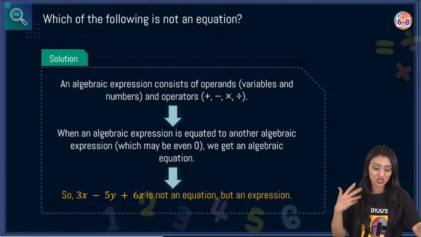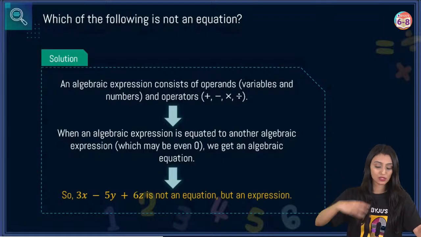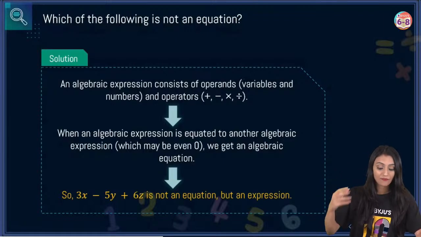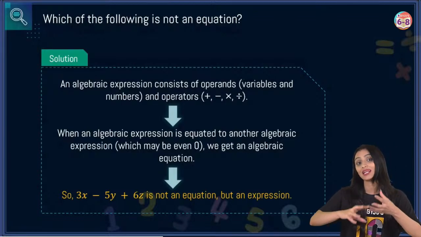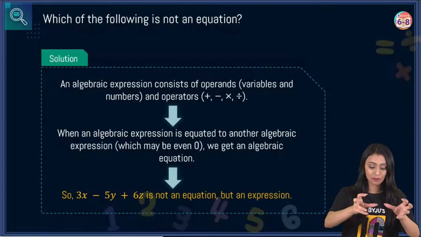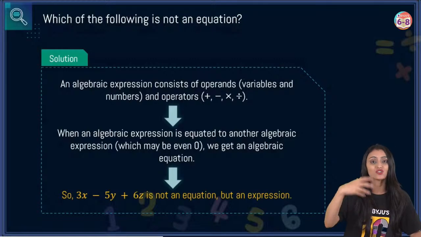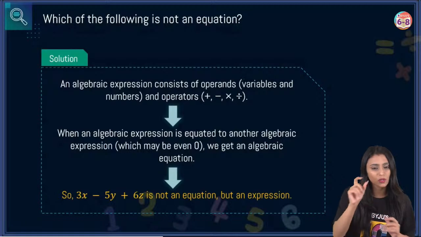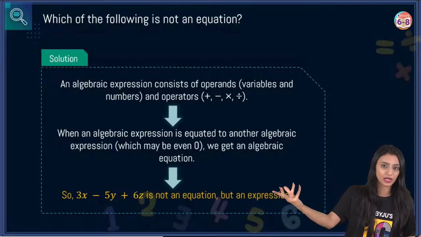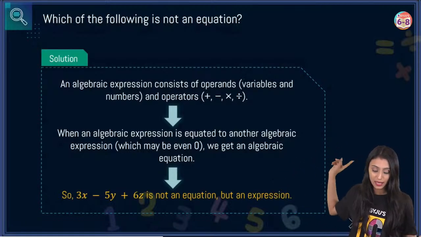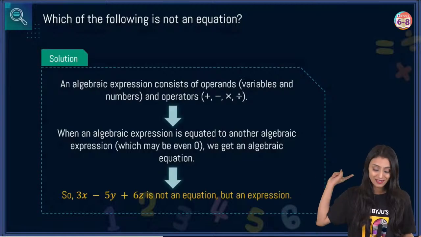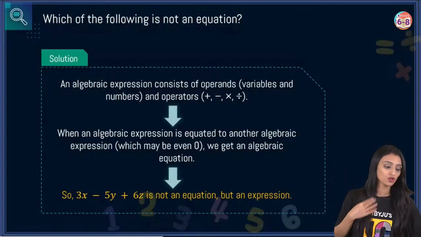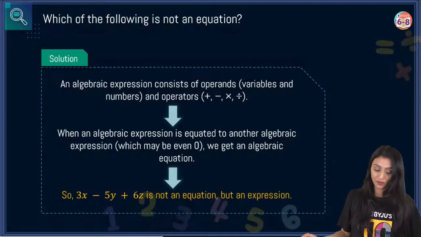When we talk about an algebraic expression, it consists of variables, numbers, operators, right? When we talk about an algebraic equation, you just have to simply equate that algebraic expression to 0, right? Or to another algebraic expression. So the equal to symbol would be there. There would be something after that, whether it's 0 or another algebraic expression. That's what we call an equation. But this is an expression, right? It's not an equation. Correct?